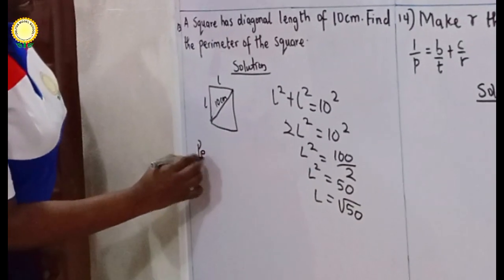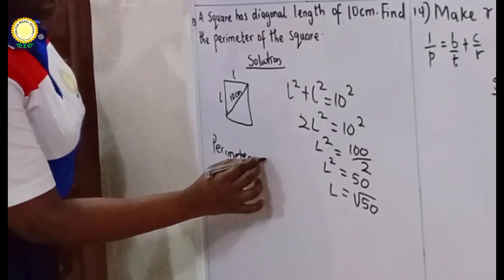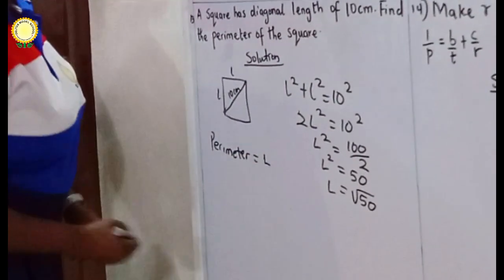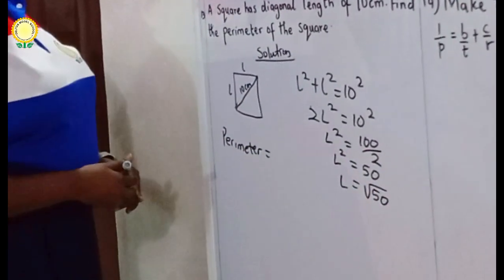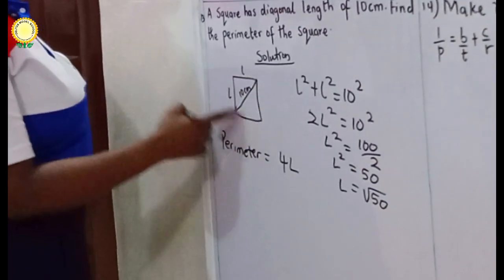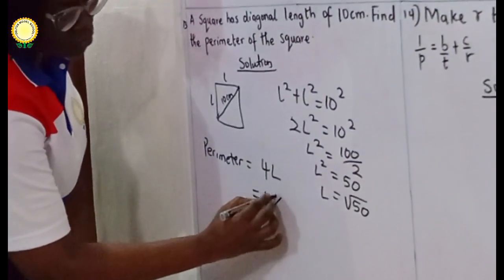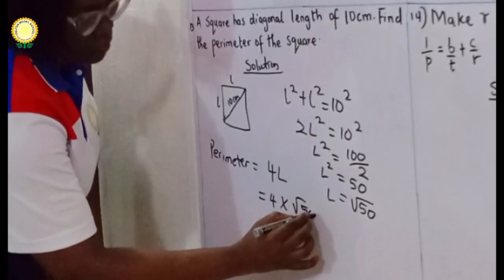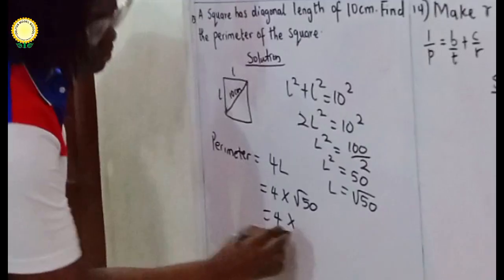What is the perimeter of the square? Perimeter equals length plus breadth times 2. But because we are dealing with a square, we can just write 4L. That means L plus L plus L plus L, L in 4 places. So we have 4 times L. Our L is the square root of 50.